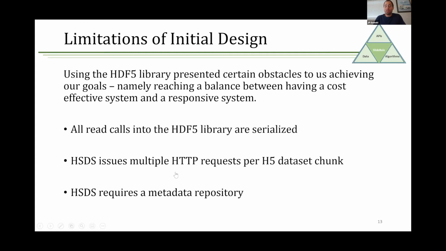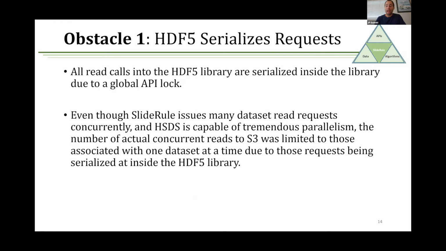Second, HSDS was issuing multiple HTTP requests per dataset chunk, so our system became very chunk size dependent. If we wanted a little bit of data, that was okay. If we wanted a lot of data and there were little chunks, that became a problem because we were issuing thousands and thousands of HTTP requests to S3 just to read a little bit of the data in the file. And then lastly, there was a requirement to maintain a metadata repository, and that posed some logistical as well as cost problems.